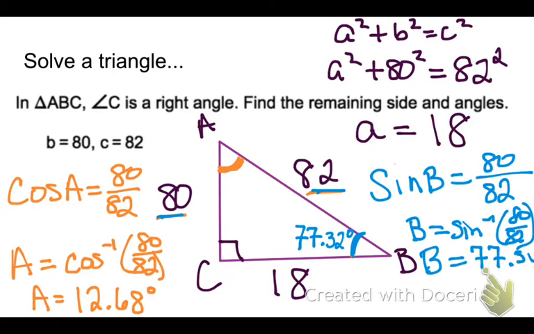Now, if you notice, angle A and angle B should pretty much add up to 90 degrees. Now, obviously, we're doing a little rounding in the middle of this problem, so it may not be exactly 90 degrees. But if I do say so myself, angle A and angle B seem to add up to 90 degrees.